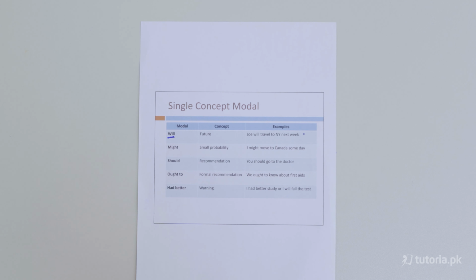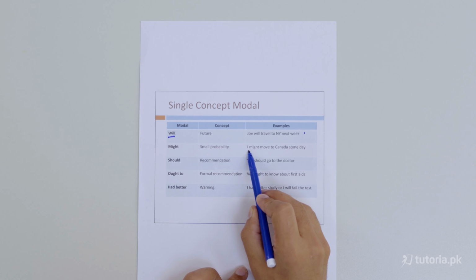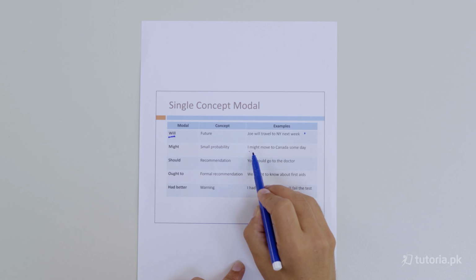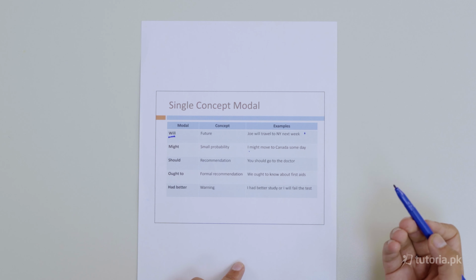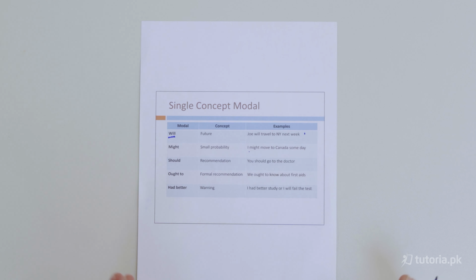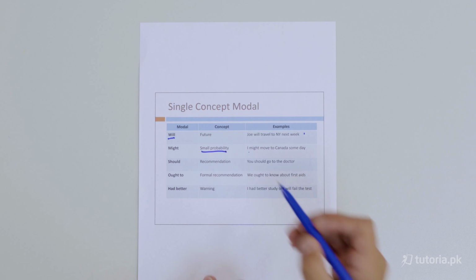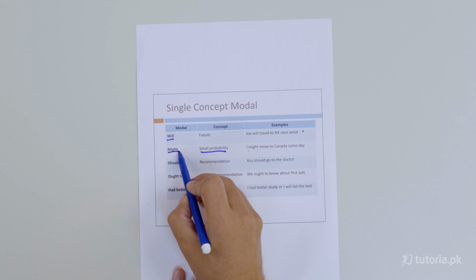The next word is might. Might हम उस वक्त यूज करते हैं जब हमें बहुत थोड़ी probability हो. Means कि बहुत थोड़ी किसी चीज के बारे में confirmation हो तो उस वक्त हम might यूज करते हैं. Let's see an example. I might move to Canada someday. Which means he is only 25% sure that he might move to Canada someday. But he is not 100% sure, he is not 50% sure, he is only 25% sure. If we want to convey something with small probability, we will always use the word might.